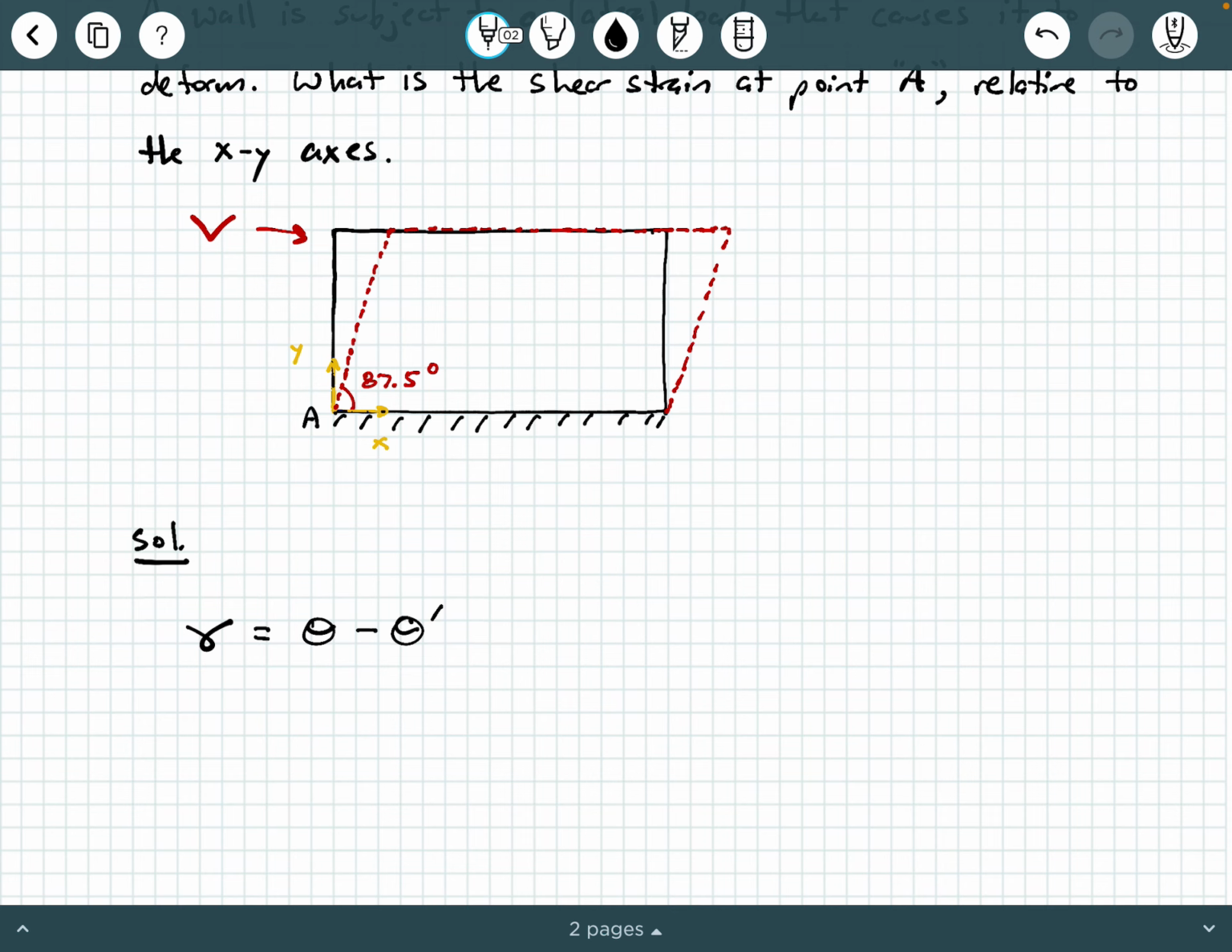Now, we often express shear strain in radians. So instead of saying 90 degrees, I'm going to say pi over 2 radians. That's the original angle. And then the new angle is going to be the 87.5 degrees, but I need to convert that to radians. So I'm going to say 87.5 degrees, and I'm going to multiply that by pi over 180. That's our conversion from degrees to radians. We say pi radians over 180 degrees.